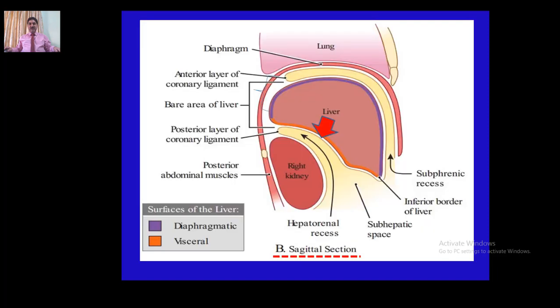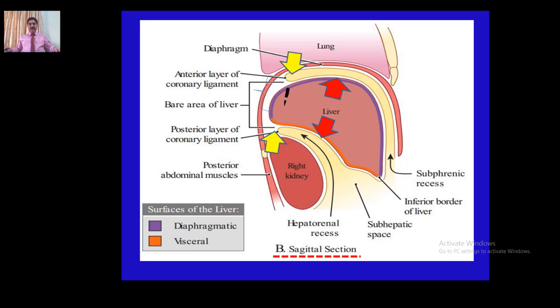As shown in this diagram, liver is enclosed in coronary ligaments. Superior layer of the coronary ligament covers the anterior superior surface of the liver, whereas inferior layer of the coronary ligament covers the visceral surface of the liver.